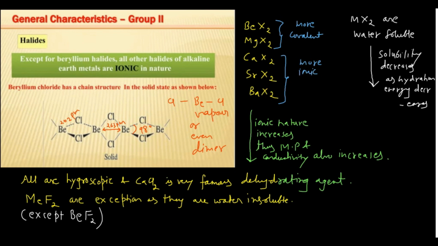So you know Fajan's rule, polarization, the polarizability, and you know no bond is perfectly ionic, that is 100% ionic, and no bond is 100% covalent. You apply Fajan's rule to find the percentage ionic character in a covalent compound. Based on this rule, beryllium and magnesium halides are more covalent in nature, meaning they have more covalent character than ionic character, and the remaining calcium, strontium and barium halides are ionic in nature.